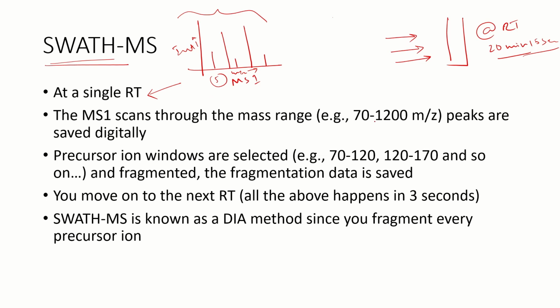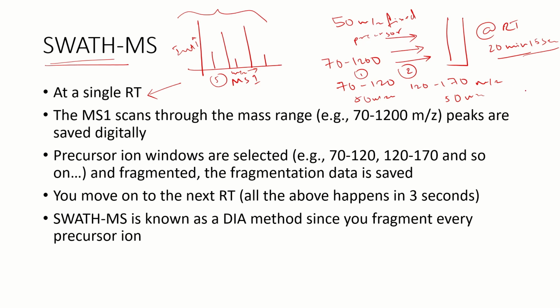So for example, if you specify in the program or the software of the machine that you want a 50 m/z fixed precursor window in the mass range of 70 to 1200, it will start the windows from 70 to 120. This is a 50 m/z window. This will be the first window. The second window will be 120 to 170 m/z. This is again a 50 m/z window, and so on and so forth.